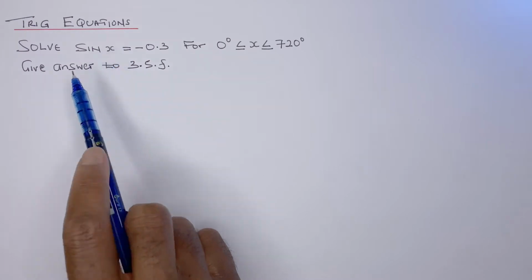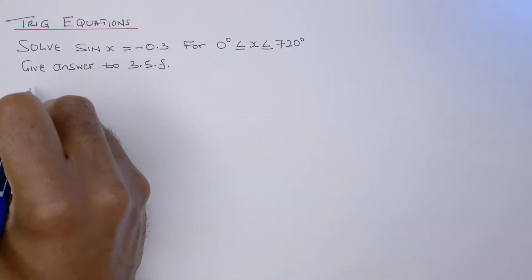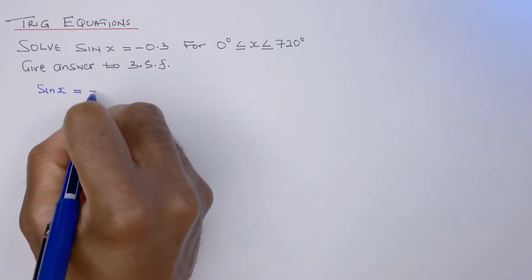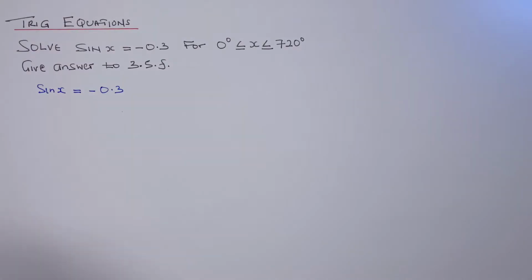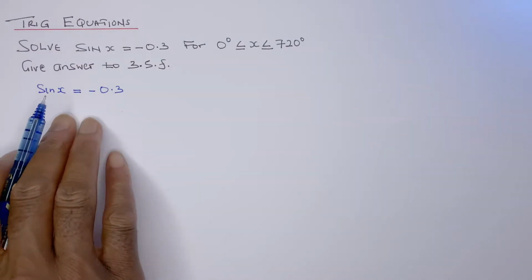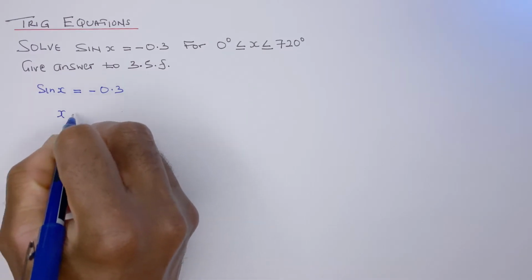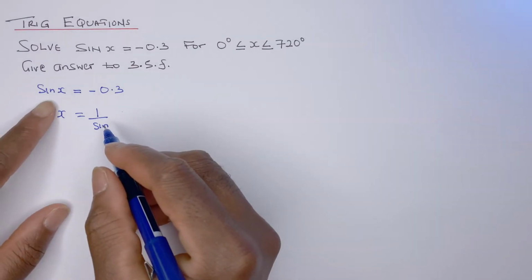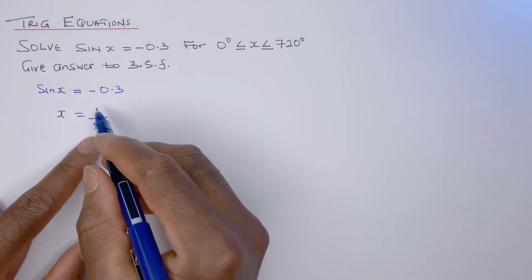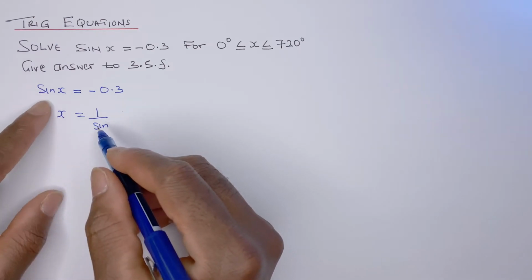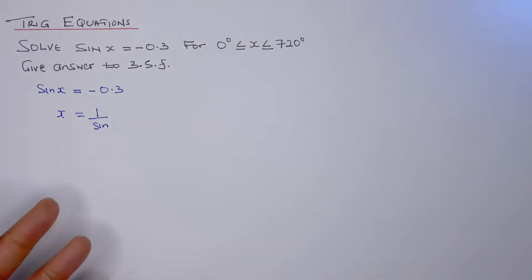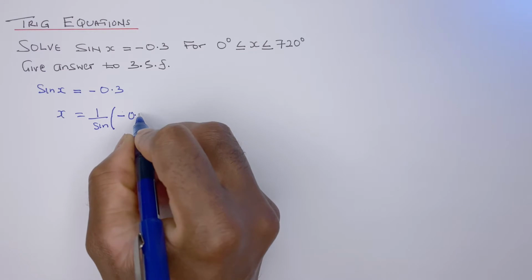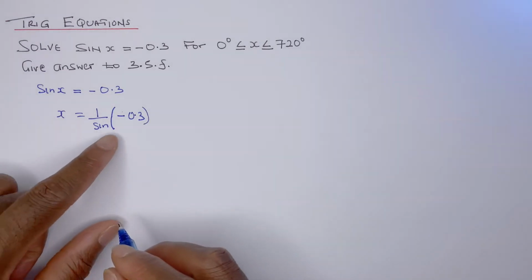We're looking for x. So first thing I'll do is say sine of x equals minus 0.3. I need to divide both sides by sine because I'm looking for x. So x equals 1 over sine. If I'm dividing by sine, I'm also multiplying by 1 over sine, because if you're dividing by something, that means you're multiplying it by 1 over something. So I'm multiplying it by 1 over sine times minus 0.3.